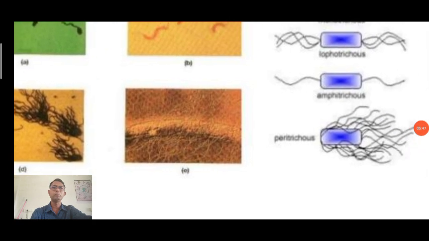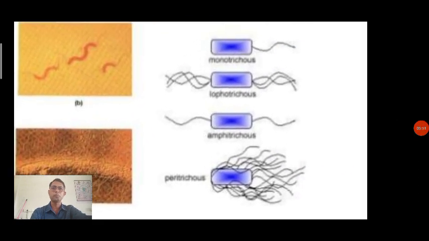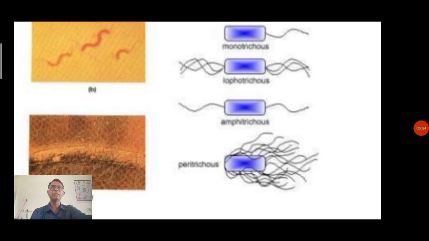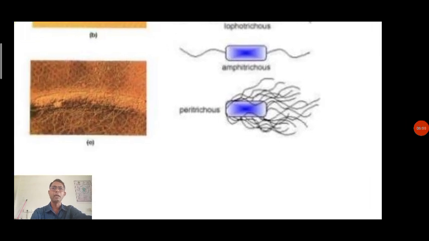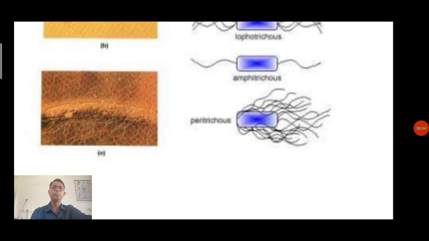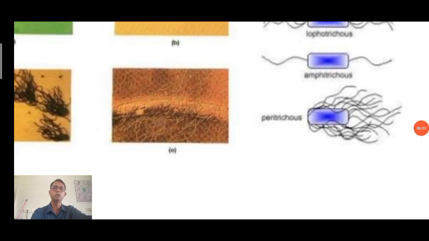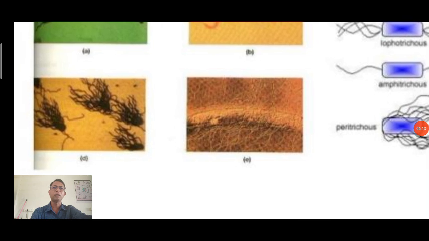Now in some bacteria you can see a single flagella is present, but it is present on both sides. So amphitrichous is the name given to this type of bacteria. And here you can see the last type, that is the flagella which is present all over the body. So here this is the image which is taken under the microscope.